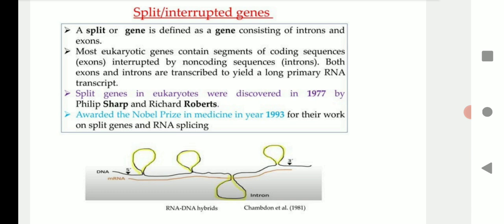The split gene in eukaryotes was discovered in 1977 by Philip Sharp and Richard Roberts. In 1993, they were awarded the Nobel Prize for the split gene and the RNA splicing mechanism. Here is the diagram which shows the formation of the split gene and the RNA-DNA hybrid, how the intron is present, and how the introns are removed by the splicing mechanism. Splicing means cutting and removing.